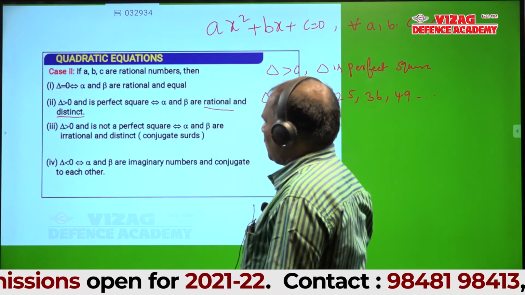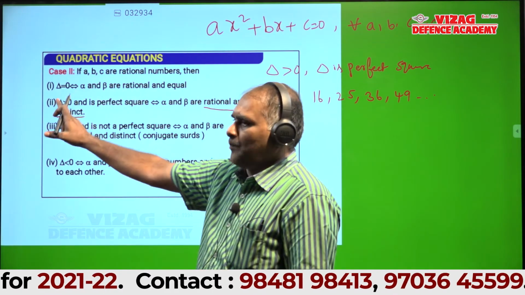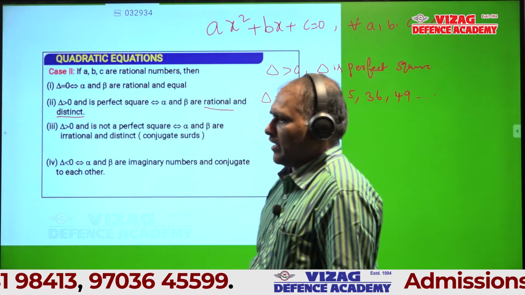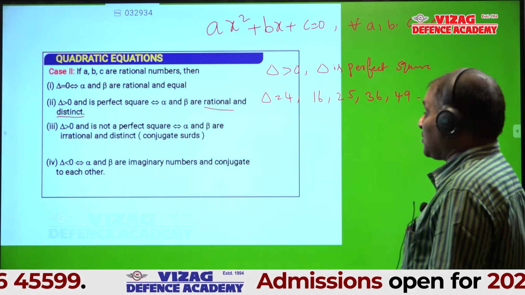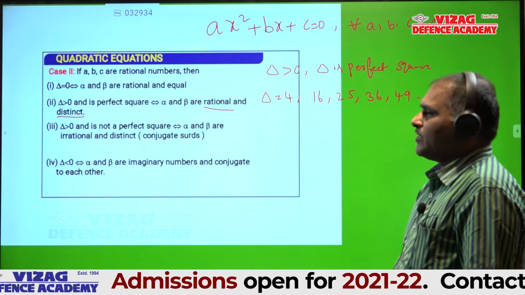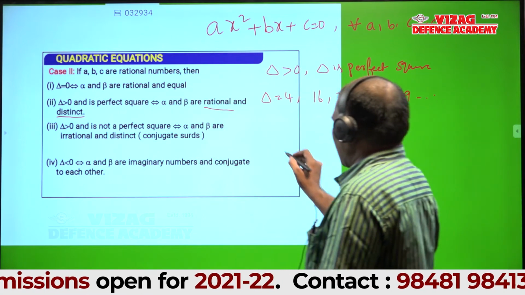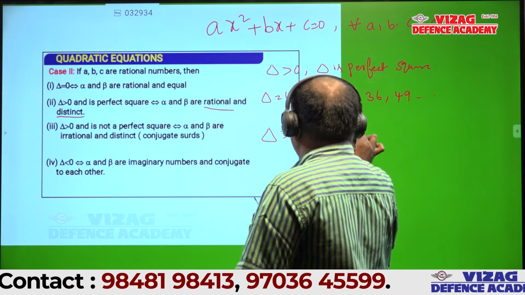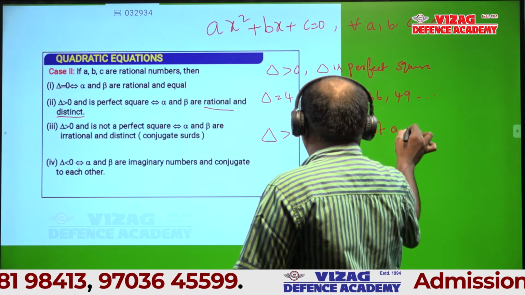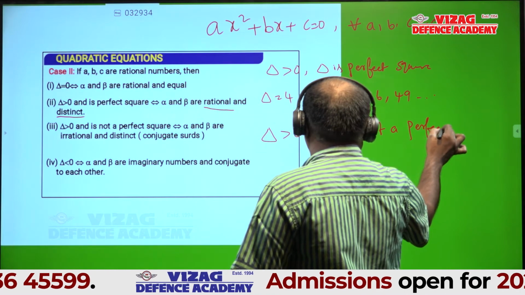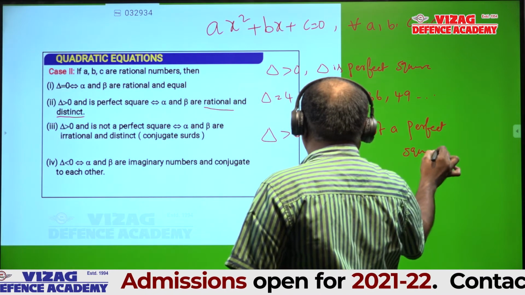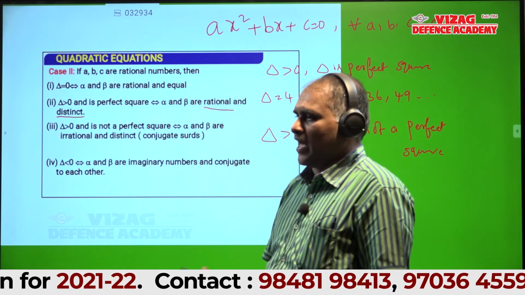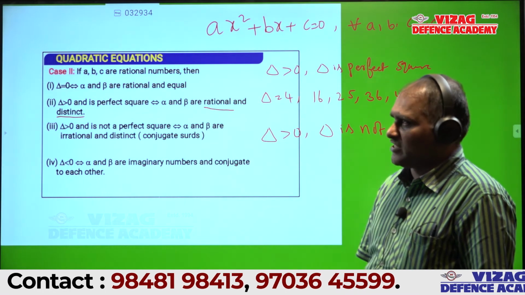Therefore, listen. Delta positive and a perfect square: what about the roots? Rational and distinct. Same condition, delta greater than 0, but delta is not a perfect square: what about the roots? The roots are irrational.